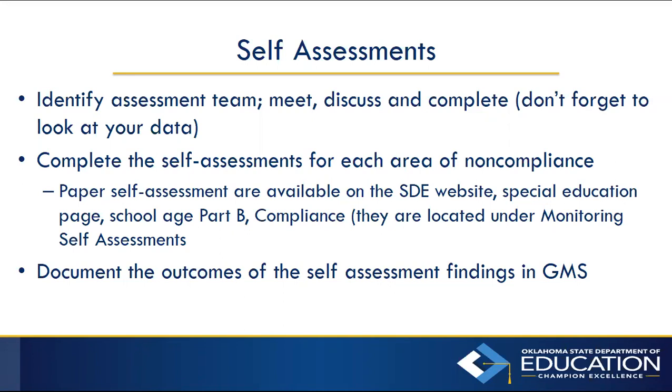Because if this is completed by one person, then it's only one person's perspective of what is going well in our district and where we need to improve. So you need a team to help support you in this work and to help figure out where we need to improve. There are self-assessments, paper ones, available on the State Department of Ed website, the compliance page, that you can download to help you through this process. And then you will report this information in GMS. Once your team is finished, you can enter the information in Grants Management System, GMS, and submit it to us.